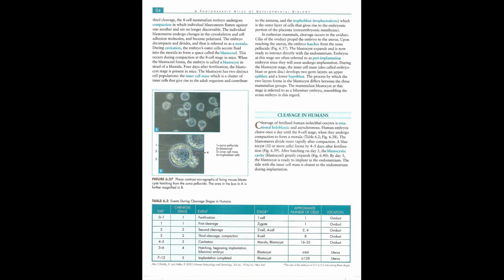A blastocyst, 32 or more cells, forms by 4 to 5 days after fertilization, Fig 6.39. After hatching on day 5, the blastocystic cavity, blastocoele, greatly expands, Fig 6.40. By day 5, the blastocyst is ready to implant in the endometrium. The side with the inner cell mass is closest to the endometrium during implantation.